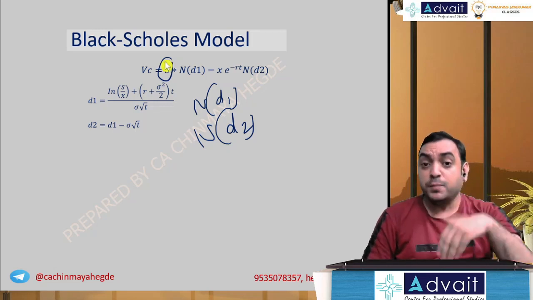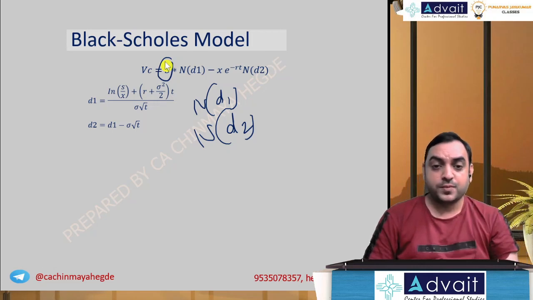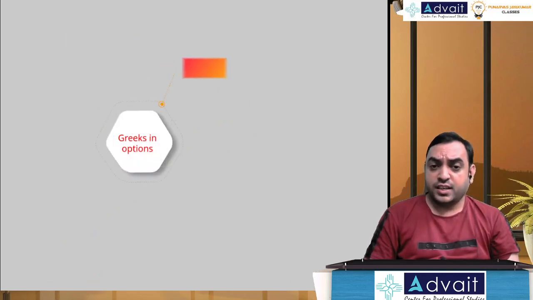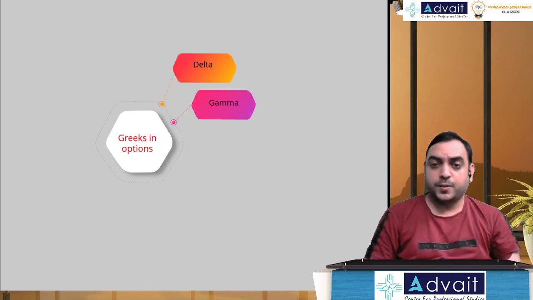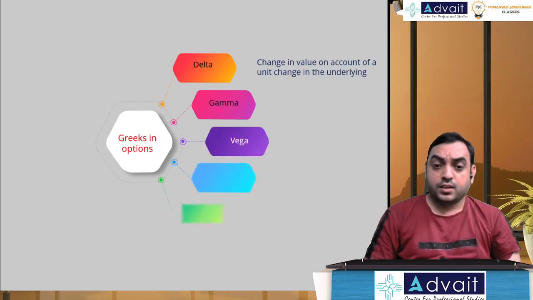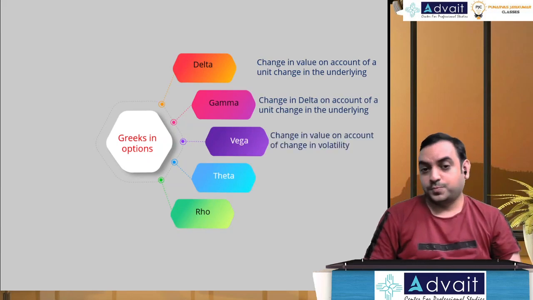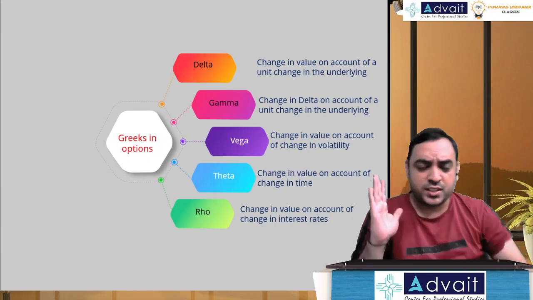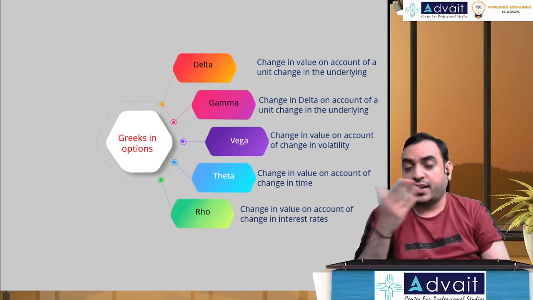Of course, when you do the problems, please revisit the theory. It will be more useful. Let me quickly go through the Greeks in option valuation. We have Greeks, some measures: delta, gamma, vega, theta, rho. Okay, let me explain. It is not a difficult one. In the exam, it's not so important. A theory question is what they can ask. Practically, it's important if you're trading in options.